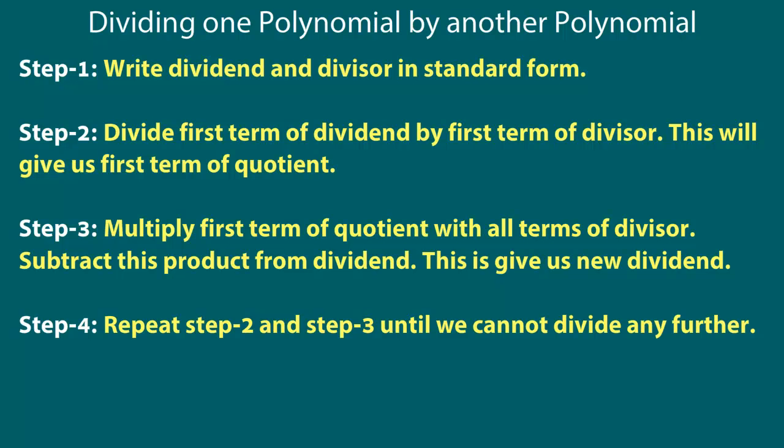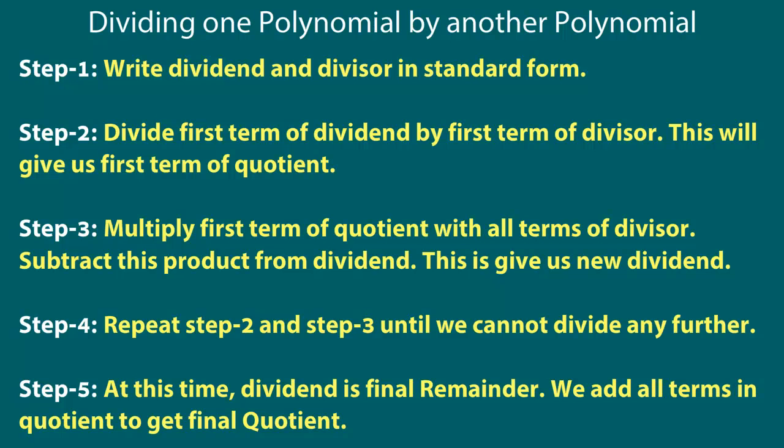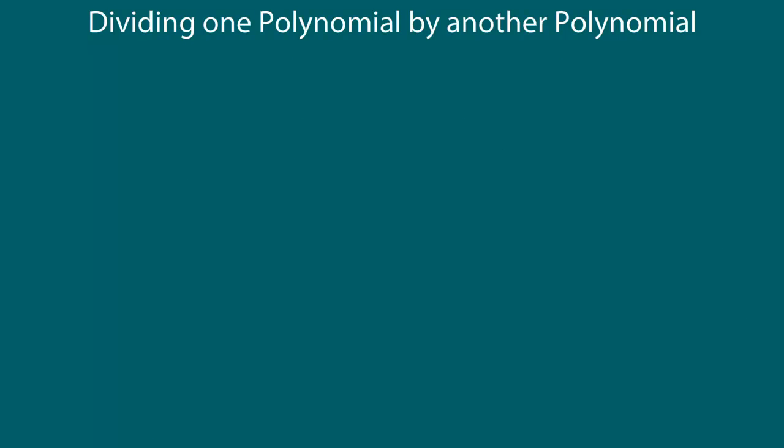How do we know when the division process stops? We know that when the degree of the dividend is less than the degree of the divisor, the division process stops. So at that point, the dividend which is left is the final dividend, and we add all terms in the quotient to give us the final quotient. So now let's take a look at more examples. Let's start with relatively simpler examples.